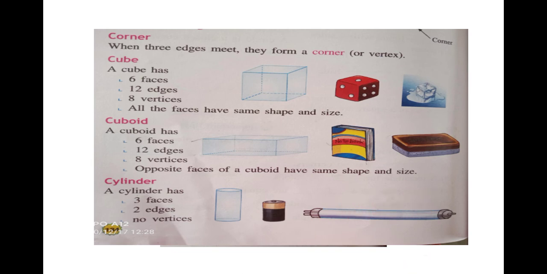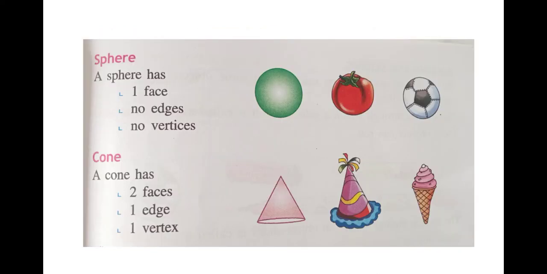Alright, children. Now let us learn about sphere. Sphere has one face. This is the sphere. It has got only one face, and no edges. There is no edge and no vertices. Examples of sphere are football, tomato. So these are the examples of sphere. And this is a cone, and these are the examples of cone. This is a cap, birthday cap, ice cream. These are the examples of cone.